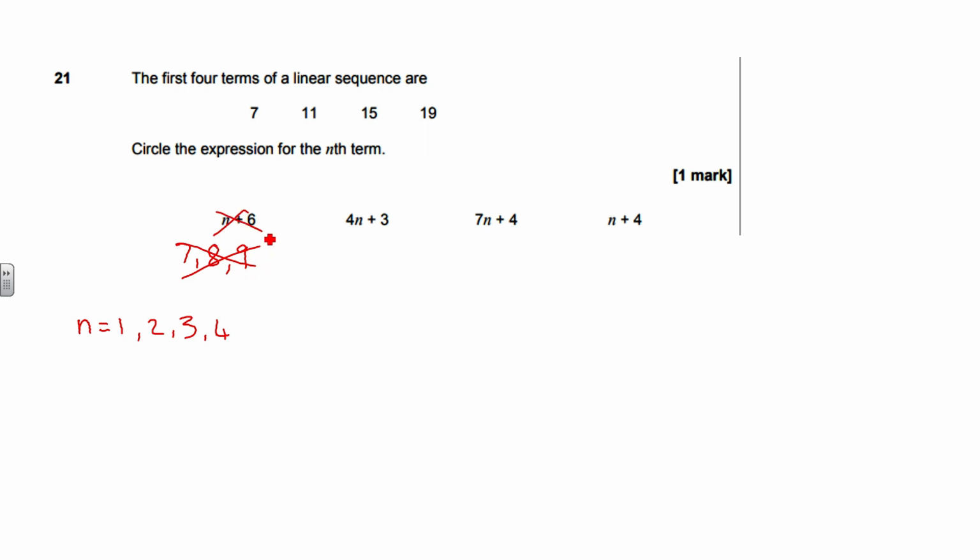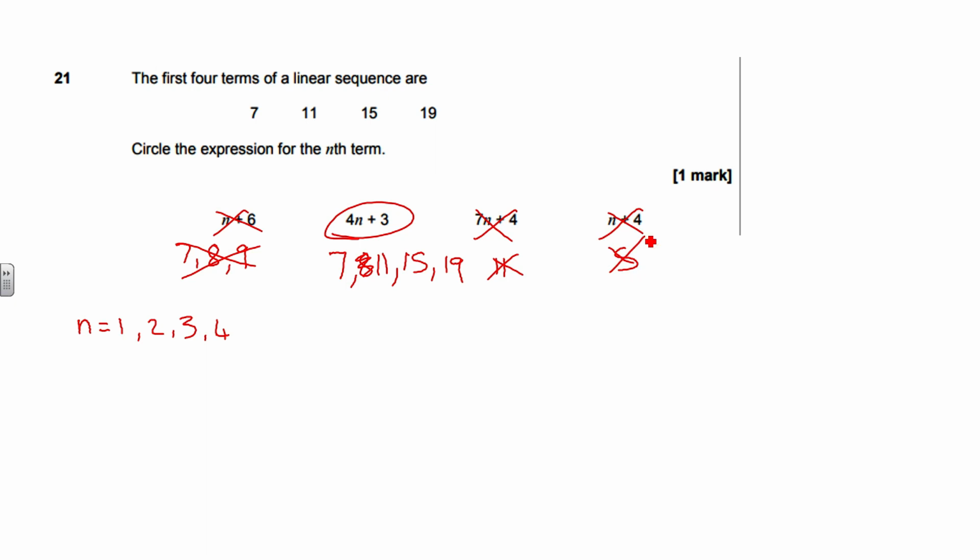4 times 1 is 4, plus 3 is 7. 4 times 2 is 8, plus 3 is 11. 4 times 3 is 12, plus 3 is 15. 4 times 4 is 16, plus 3 is 19. That one matches, so this one is correct. Just to confirm the others are wrong, 7 times 1 is 7, plus 4 is 11. That's not even the right first number. And then 1 plus 4 would be 5. Again, not even the right first number, so that one's wrong.